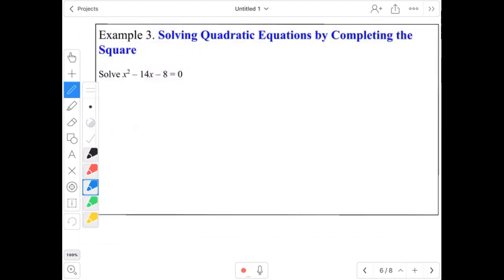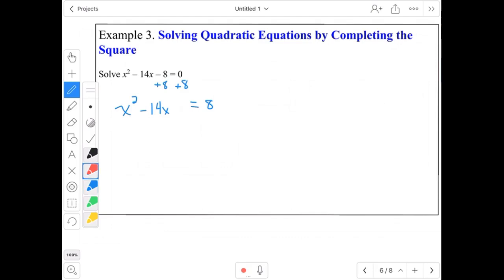I'm going to give you a couple extra problems along with this one. So you might notice we have more than x squared plus or minus bx. We have this negative 8. So I'm going to take that negative 8 and add it to both sides. Now when I do that, I'm going to rewrite this as x squared minus 14x. I'm going to leave myself a little bit of room because I know I'm going to be adding in that c term. And that's going to be equal to 8 on the other side.